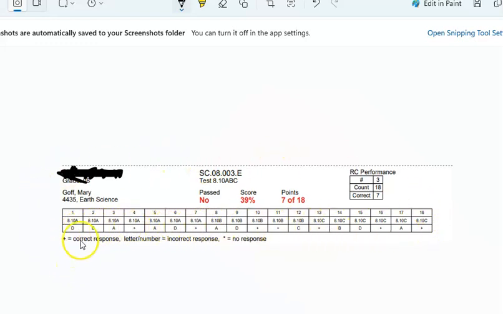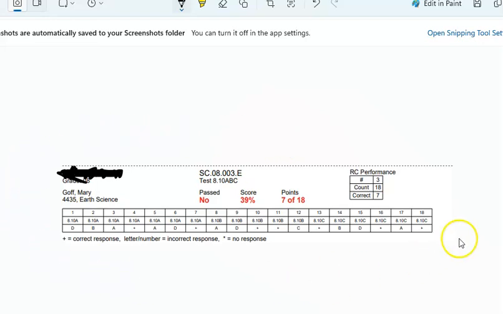So if this was your report, you missed item number 1 and you chose D as your incorrect response. You missed item number 2, etc. Okay, if there's a little plus, that means, for instance, this person got number 4 right. Okay, got number 7 right. 10 and 11 and 13 and 16 and 18 were right. But if there are letters, those are the incorrect responses that you picked.